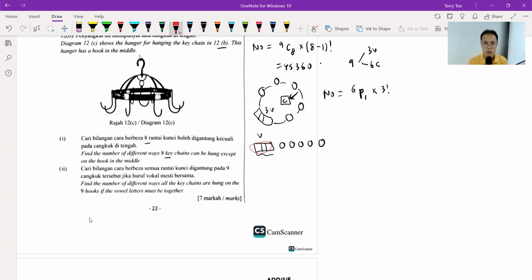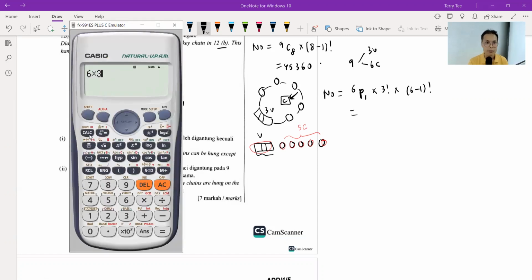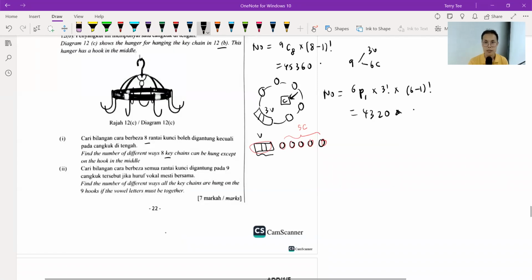Then, how many blocks do you have now? This is 1 block. Then you have 2, 3, 4, 5, 6. These are the 5 other consonants. So there are a total of 6 blocks. So how many ways to arrange 6 blocks in a row? Well, that is 6 factorial. But because we are arranging in a circular arrangement, you either divide by 6 or you think 6 minus 1, which is 5 factorial. So in this case, 6P1 is 6, multiplied by 3 factorial, then multiplied by 5 factorial. Okay, my answer is 4320.